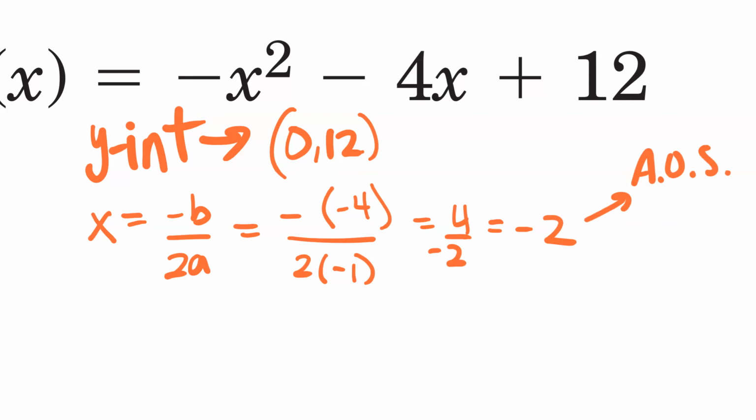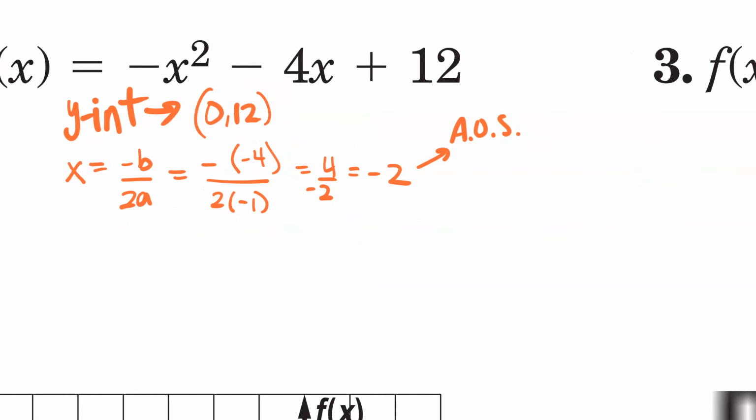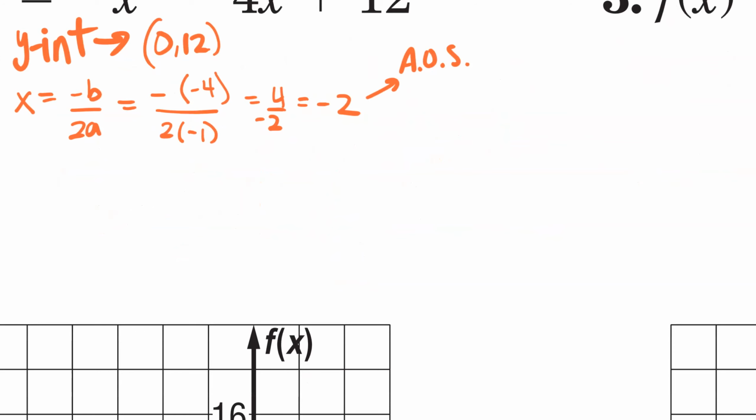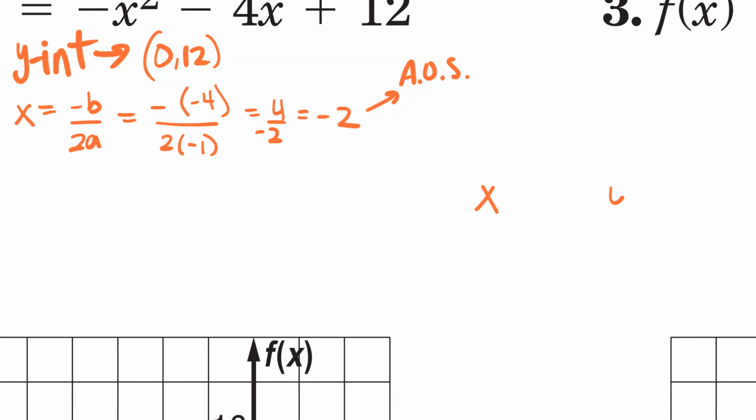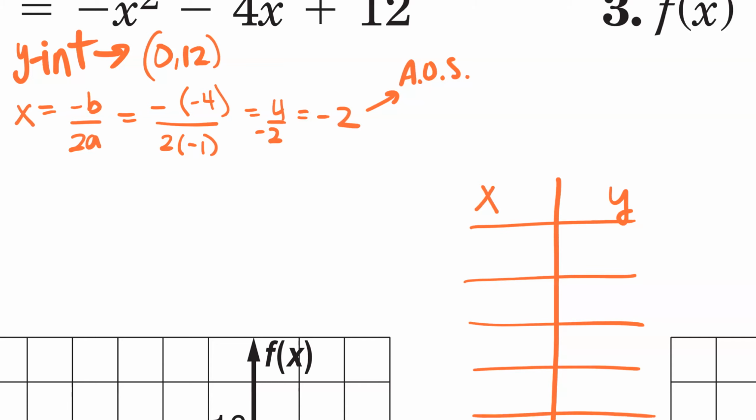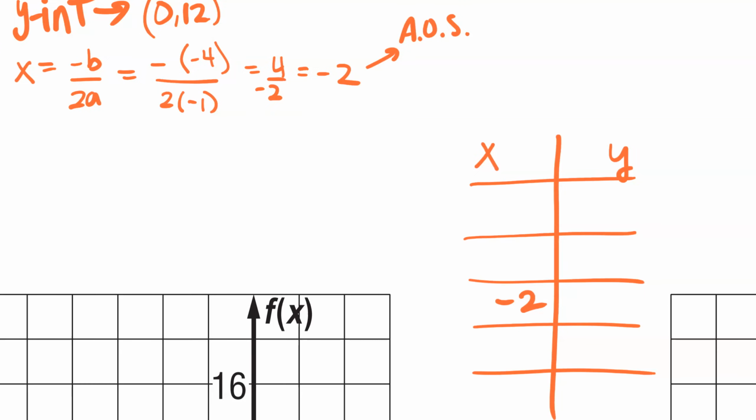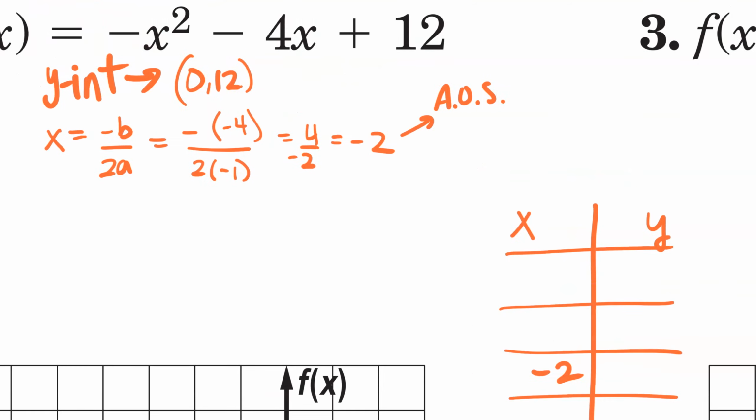So I could draw a vertical dashed line at x equals negative 2, and the left side of the graph is going to be the same as the right half. That's why it's an axis of symmetry, because the left and right of it are mirror images of each other. You always put your axis of symmetry right in the middle. Right here, we're going to find 5 points. So I'm going to plug in negative 2.